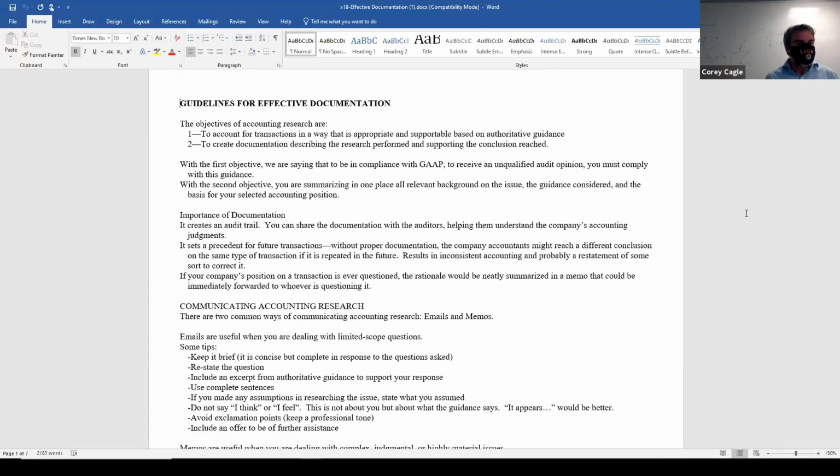In accounting research, or really any of our research, we're trying to figure out how to do things in an appropriate way. The other half of that is we need to document it. No matter what kind of research we're doing, we need documentation. Why? Because it creates an audit trail. You can share that documentation with auditors, showing how the judgment was made, why, and what it was based on. It sets a precedent for the future. You may come across this again, like, hey, we did that before. We got it all written up and supported, so look it up and do it that way. We're more efficient that way.